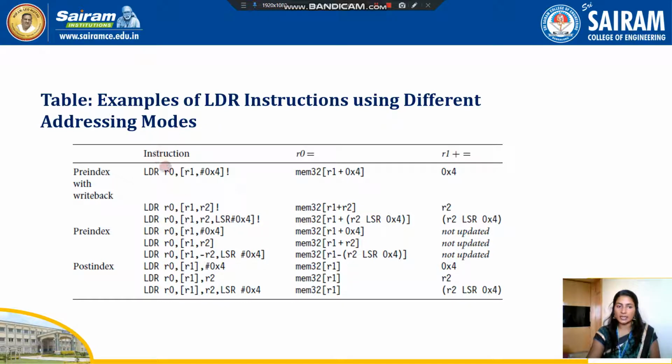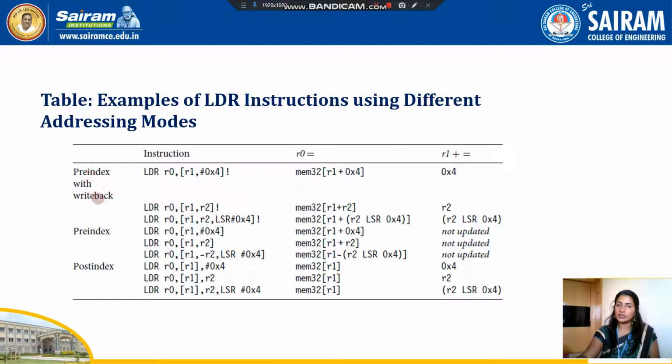In all the instructions, this register is taken as R0 and the base register is taken as R1, and the offset is different. The second column is for the R0 register: from which memory location we will take the data to move into R0. All the memory locations are given here. Then the third column is whether we have to update R1, and if we have to update R1, what needs to be added to R1. That is given here. So we'll see the first example.